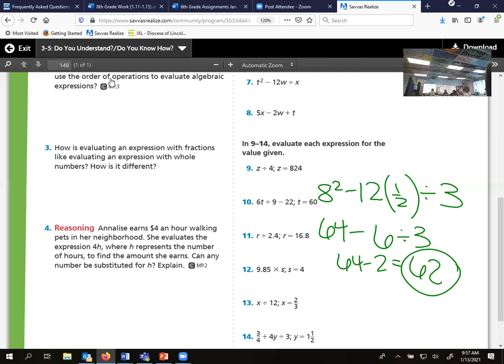So it is ready for you online. If you would like to do it in the book, it's odds again. Remember that. It would be pages 149 and 150, numbers 15 through 35.